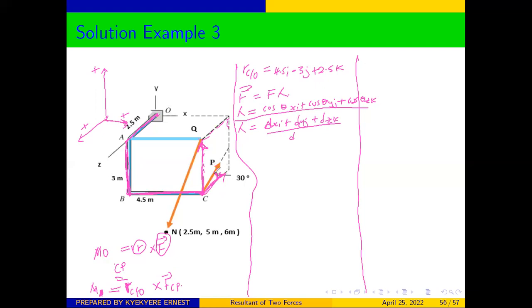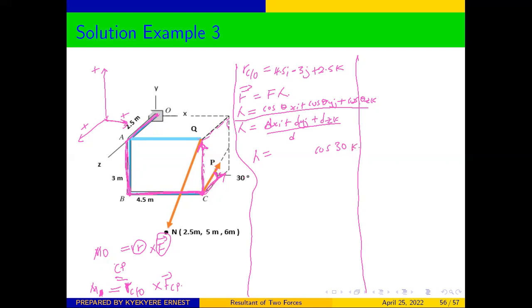So we are told that the angle the force is making with the Z axis is 30. So we can say that our theta zk is 30 degrees. So for lambda, we are going to get cos theta zk as cos 30 degrees. So this is our K.